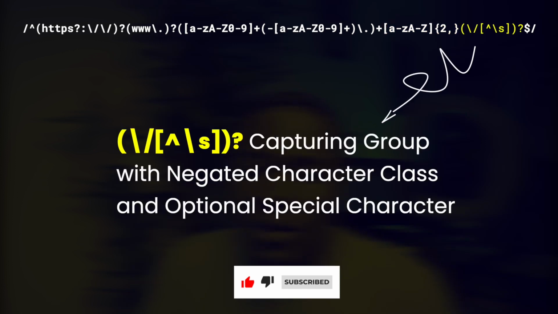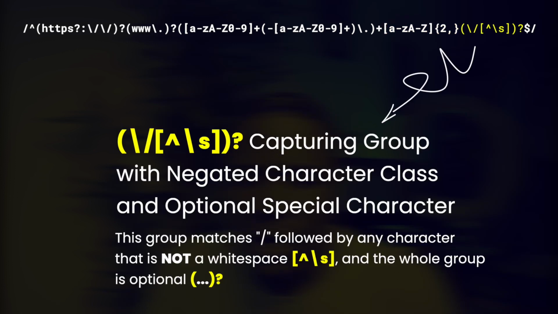And then we have another group, and in this group we have the escape special character, and we are escaping the forward slash, and then we have a negated character class. How you know it's a negated character class is because we have the caret in the beginning, and then we have the white space meta character. So what this negated character class means is that match every other thing except a white space. And then we have a question mark on this group. It means this can be optional.